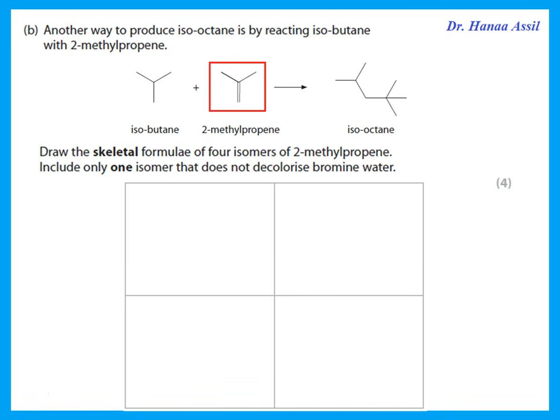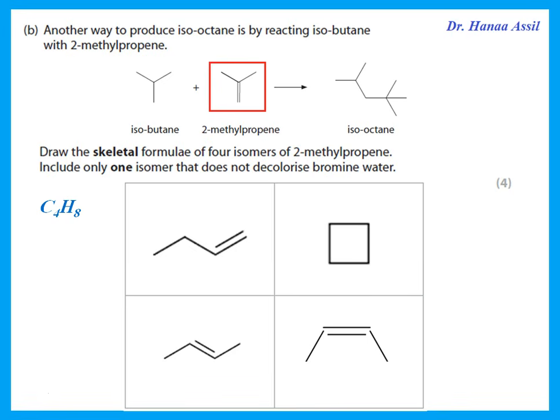This is something that has 4 carbons. This is 4 carbons, and it should be an alkene, so I can have the double bond on one end, or I can have it like this. So if I draw it like this, it is cyclobutane. Cyclobutane is also something with C4H8, but it doesn't have a double bond, so it will not decolorize bromine water. And remember that either the double bond is on one end or in the middle. So in the middle means I can either have a trans or a cis. Okay, so these are the 4 isomers that we could have.